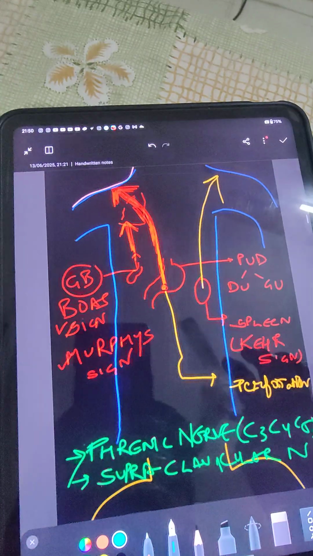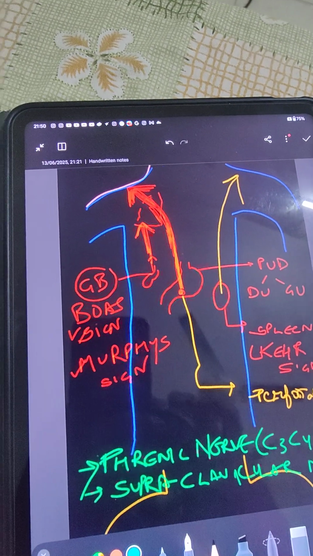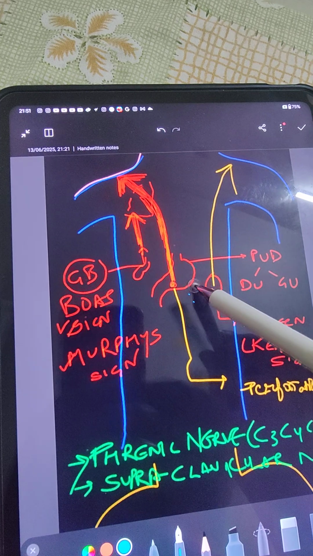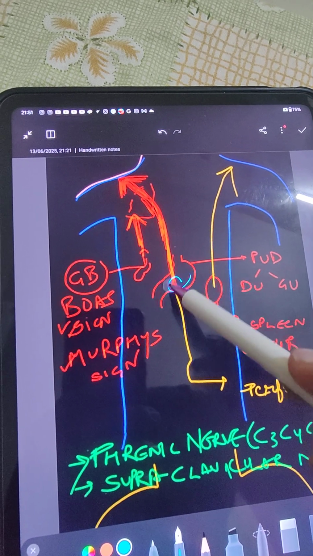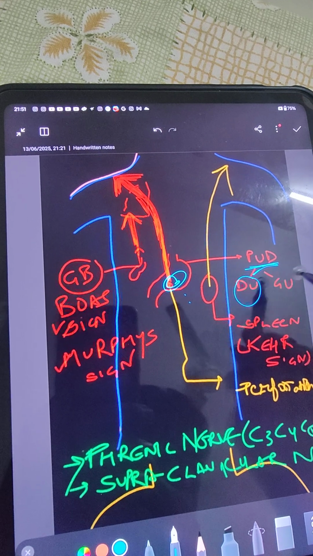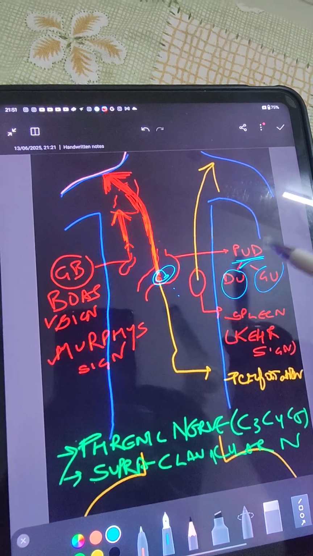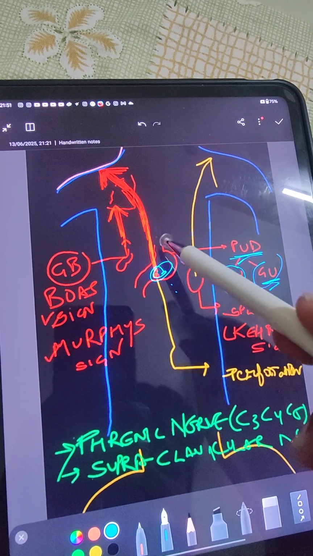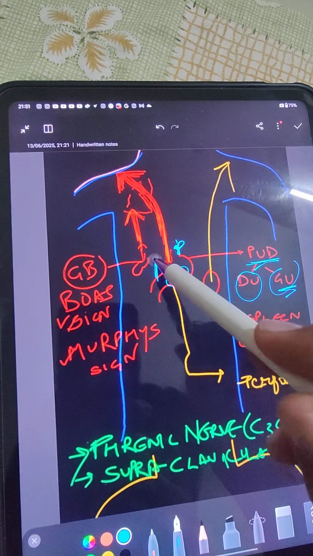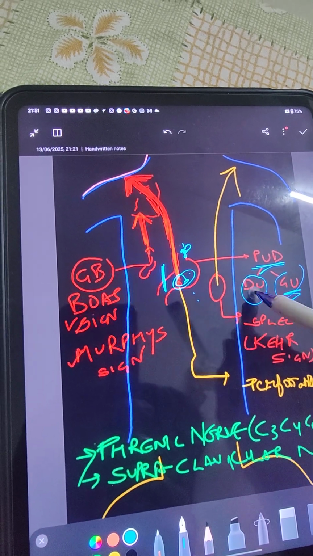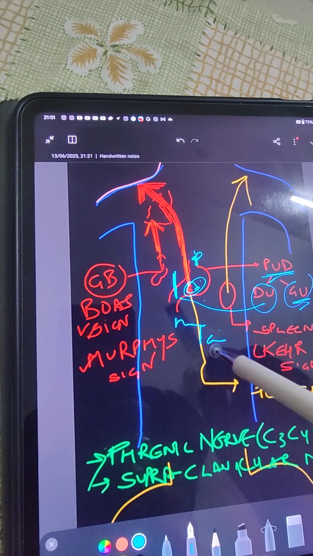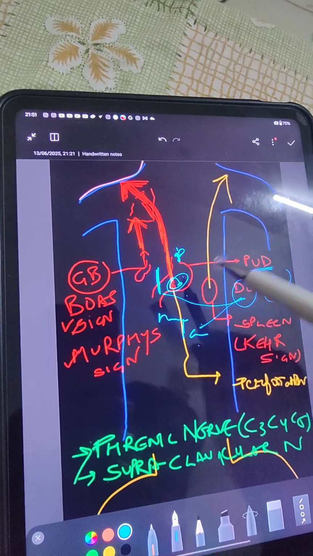Now come to the upper abdomen examination. First we came to the stomach. In stomach, peptic ulcer disease can be found, which is of two types, duodenal ulcer or gastric ulcer. If gastric ulcer, pain will occur mainly in the epigastric region. If it is on the right side, that is duodenal ulcer, or hunger pain will occur in duodenal ulcer.